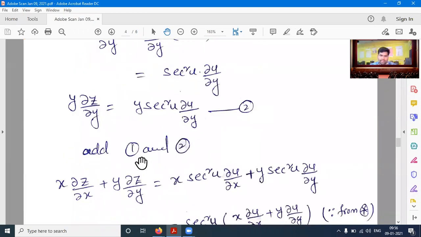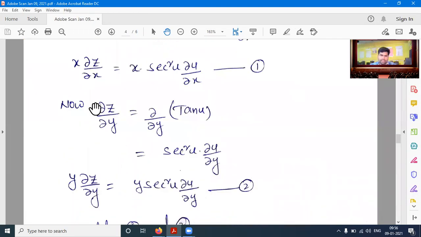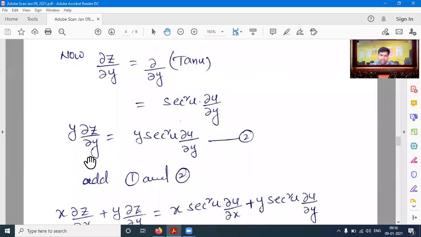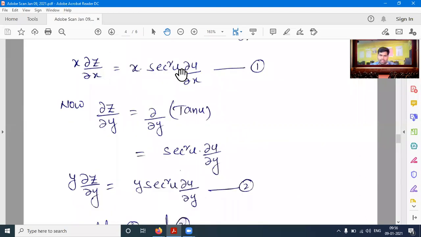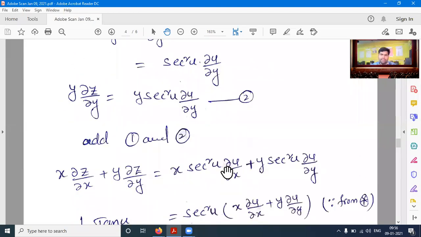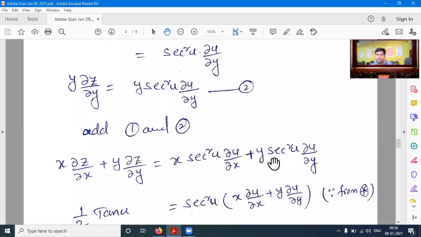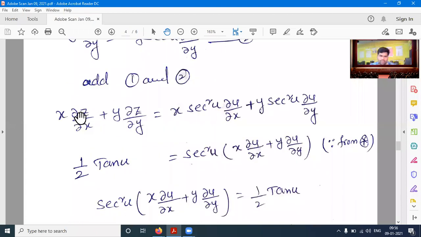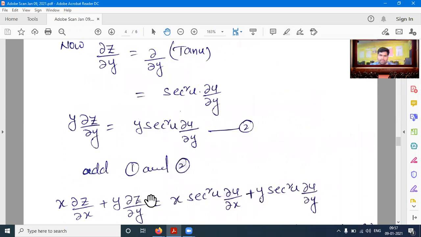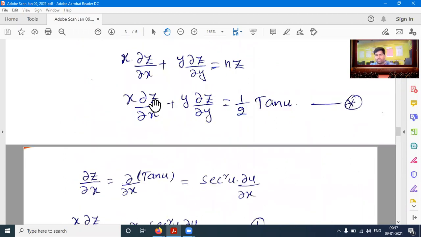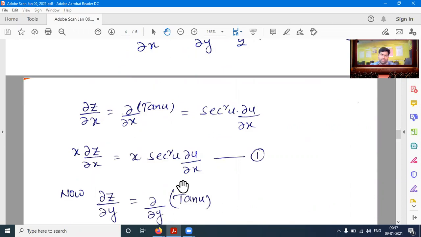So now add 1 and 2. So x·∂z/∂x plus y·∂z/∂y is equal to x·sec²u·∂u/∂x plus y·sec²u·∂u/∂y. So the left side is nothing but, from equation star, x·∂z/∂x plus y·∂z/∂y is equal to 1/2 tan u.